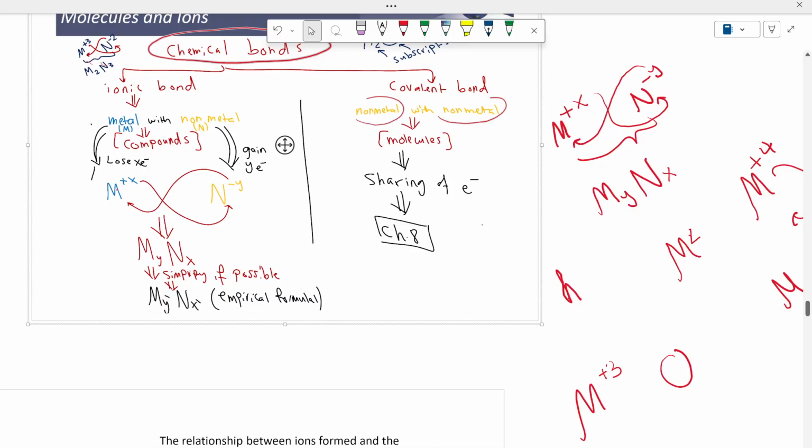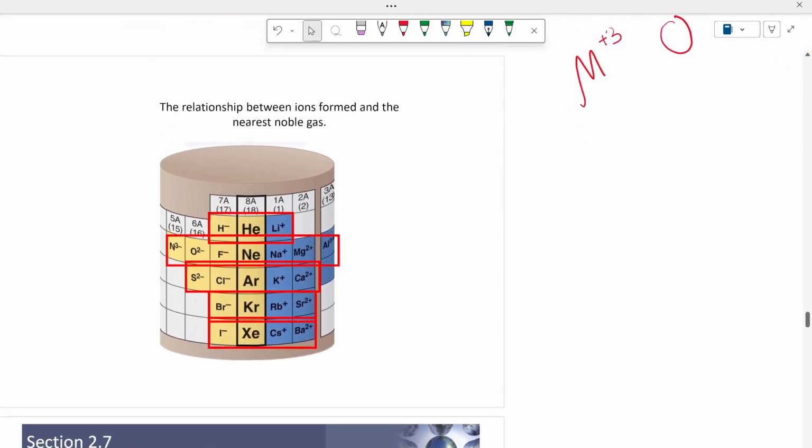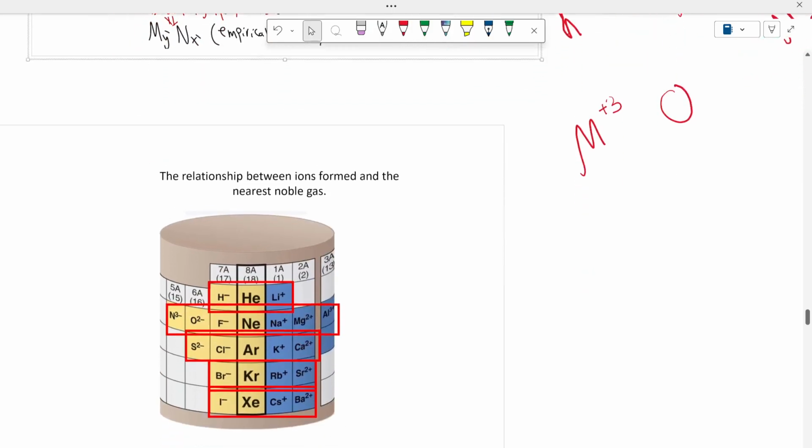Now, the most important, here in chapter 2, we'll focus on ionic bonds and how they are formed. Here is the periodic table again. The most important point in ionic bond is to determine how many electrons should be lost by the metal and how many electrons should be gained by the non-metal. Yani in short, you should find the value of x and the value of y.